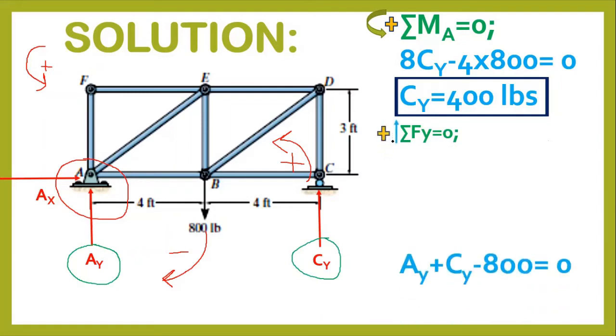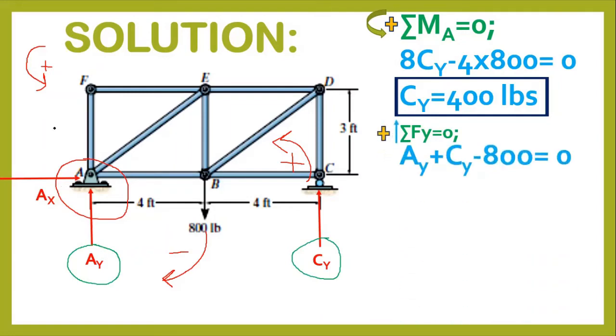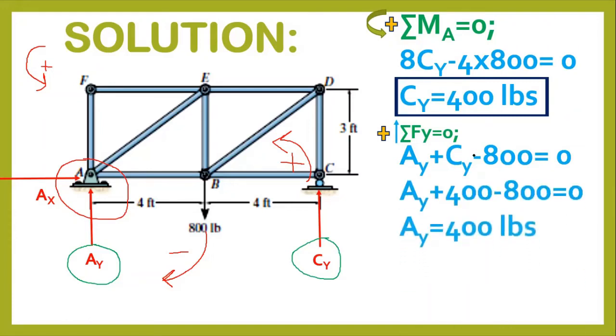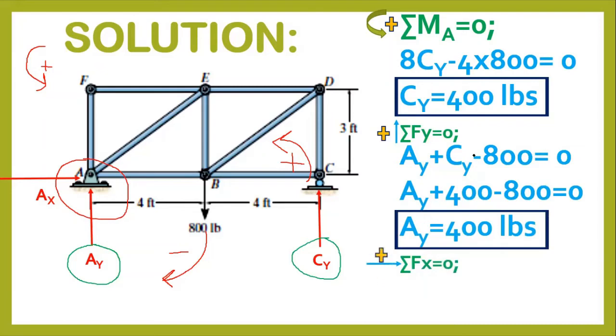You can see here, I show you here, and the 800 pound force is downward, so it should be -800. So what I have to do, AY plus CY minus 800 equals 0. Then I will get the value of AY equals 400 pounds. Now I have to sum up horizontal forces here. How can I sum up horizontal forces? You can see there is only one horizontal force, that is support reaction AX, and there is no other horizontal force. So summation of Fx equals 0, with the right hand side as positive x-axis, so AX equals 0.